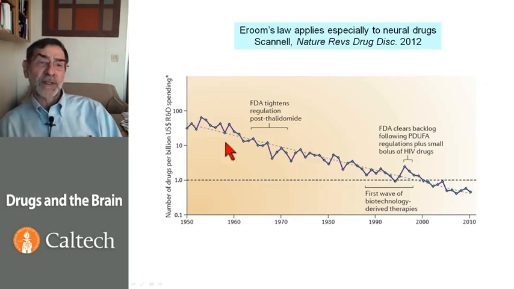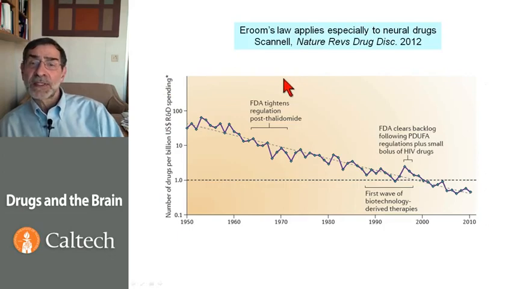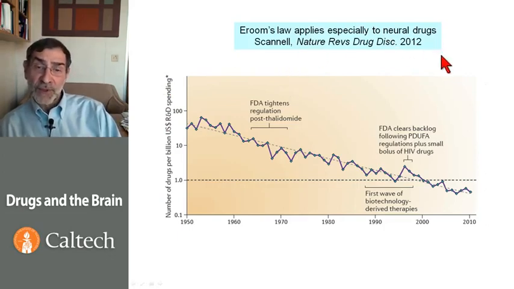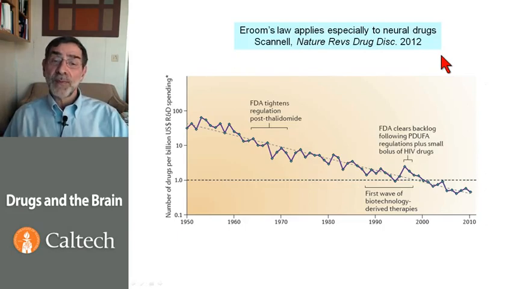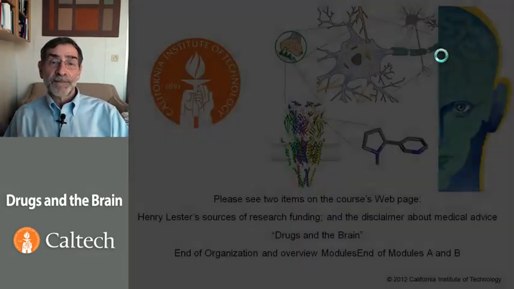Well, just the opposite applies to drugs these days and has applied to drugs for the last 60 years. You can develop fewer and fewer drugs per $1 billion spent on R&D. This is a particular problem with neural drugs. We'll talk about the prospects for changing this process. And perhaps one of you students, as a result of this course, will be motivated to get a new idea that changes the course of Eroom's law.